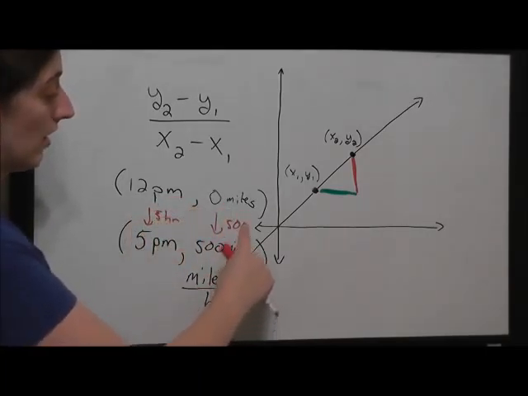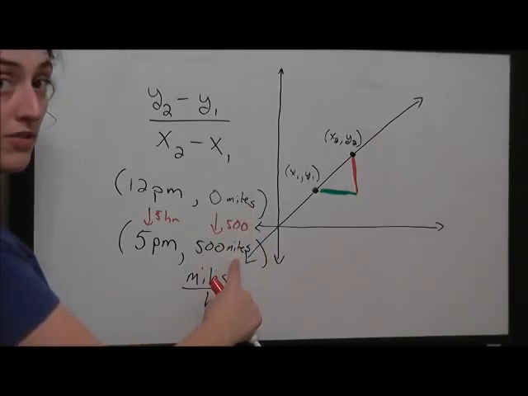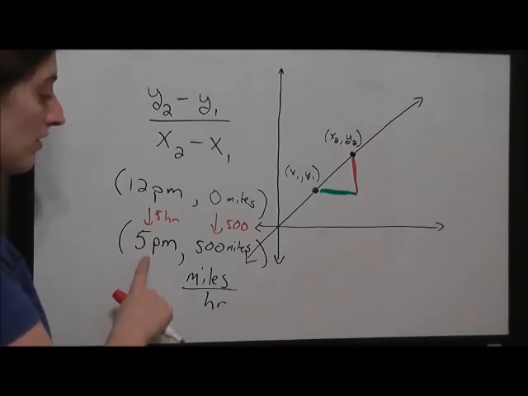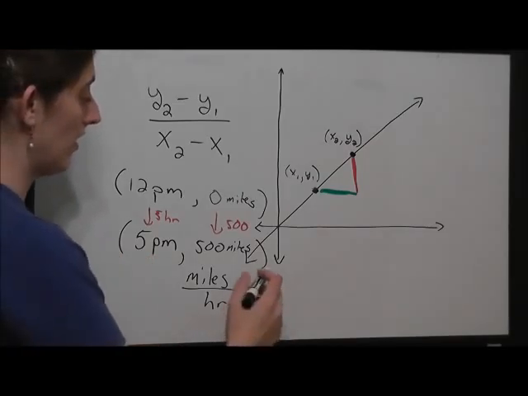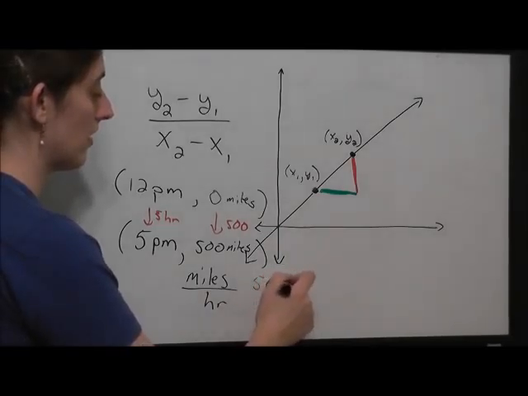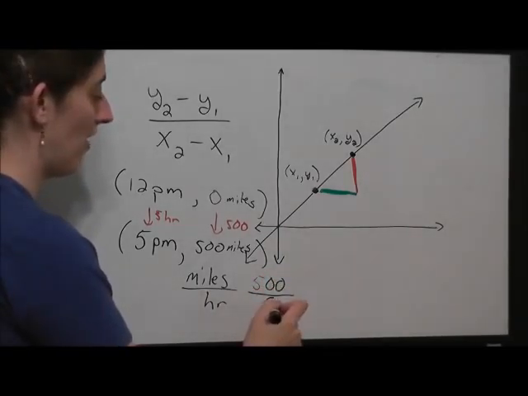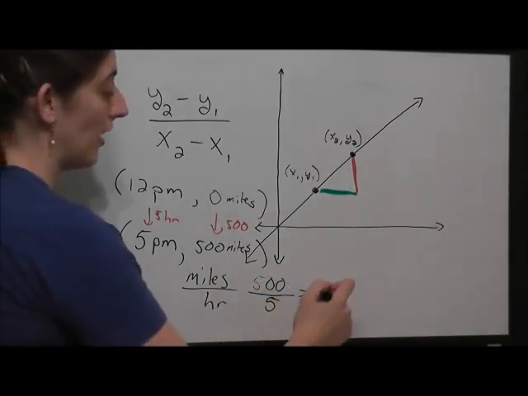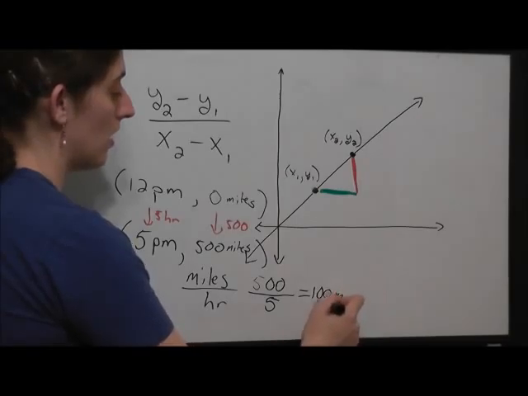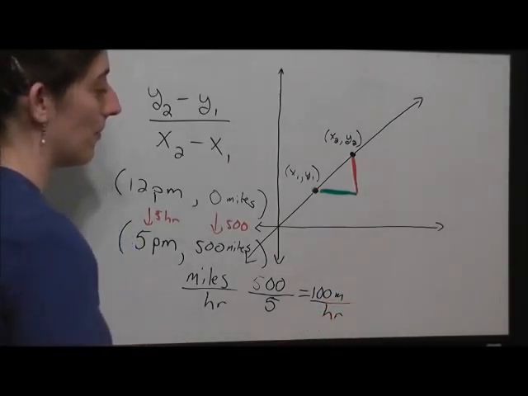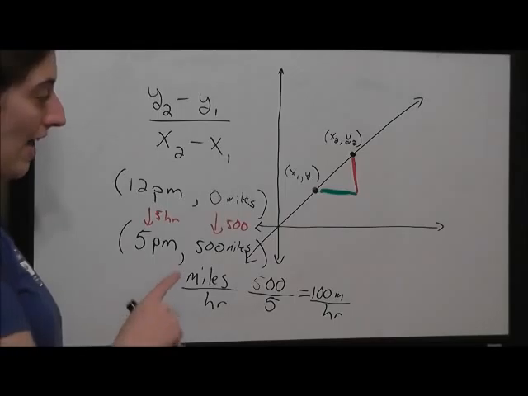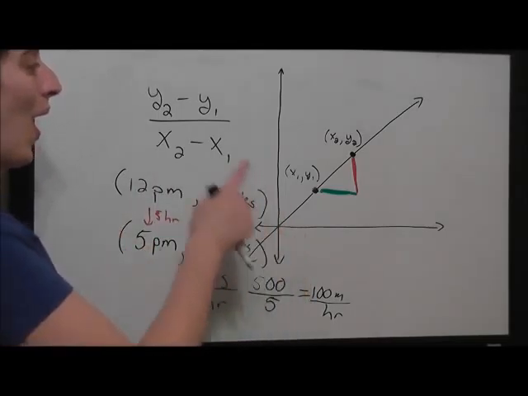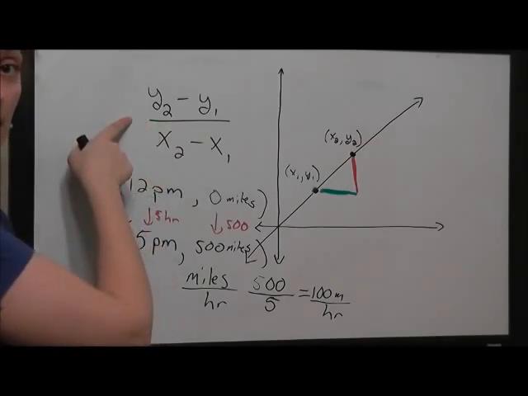So what you can see here is this is your change in y, which is 500, and here we have your change in x, which is 5. So if we divide them, the 500 miles by the 5 hours, we can find out that the rate you were traveling at was 100 miles per hour. And I like this because it kind of shows you how rates are the same thing as a slope.